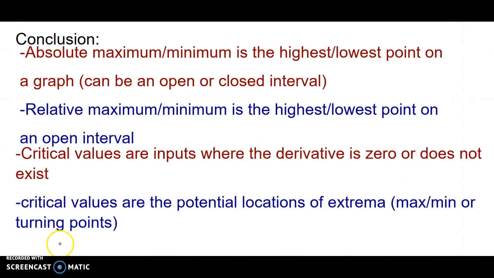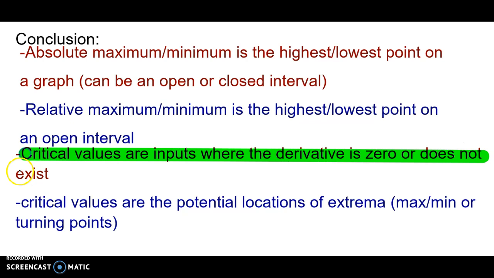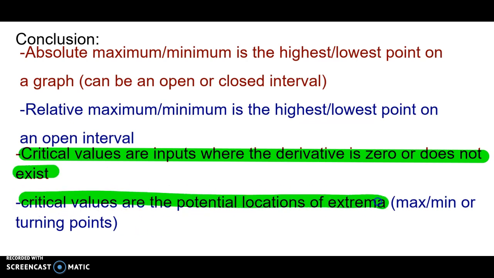All right, so absolute max and mins, highest and lowest point on the graph, can be open or closed interval. We just talked about that before. Relative max or min, open interval. Critical values, now this was new, are inputs where the derivative is 0 or does not exist, and they are potential locations of extrema.